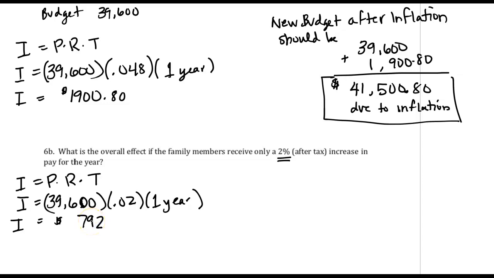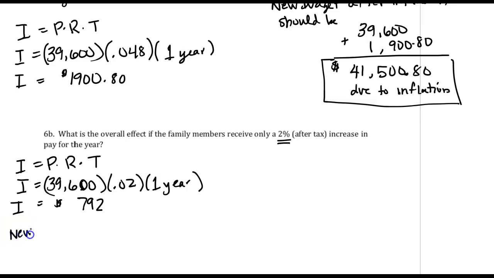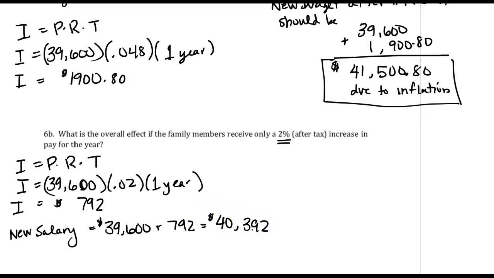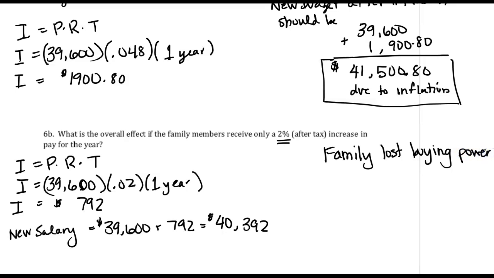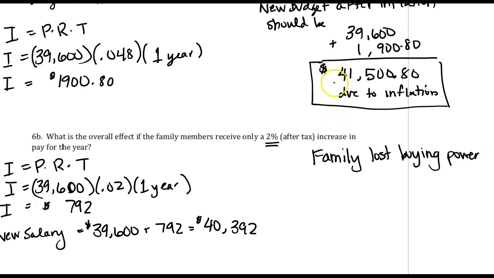Okay. So that means the new salary is the $39,600 plus the $792 from the salary increase, and that's a total of $40,392. So to finish up Part B, what's the overall effect? The overall effect is the family lost buying power. Now, what that means is they lost buying power is inflation was higher than their salary increase.